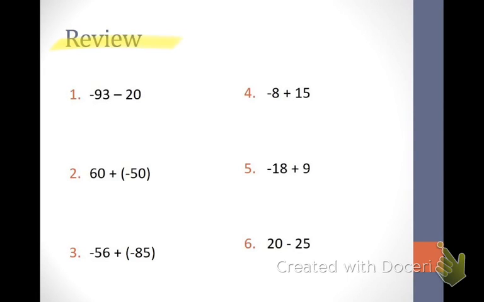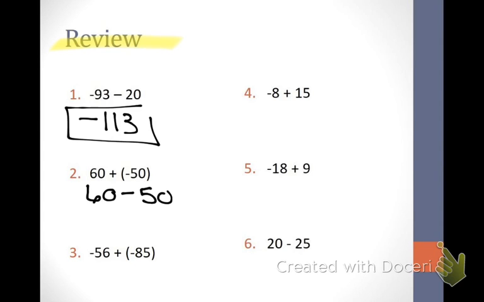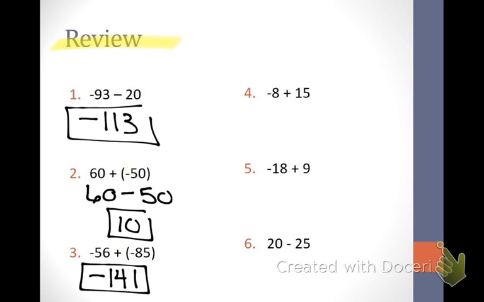All right, negative 93 minus 20 is what? 113. Same sign, add and keep, negative 113. 60 plus negative 50 is the same thing as 60 minus 50, and it's 10. Very good. Negative 56 plus negative 85. Negative 141. Yes, very good. And that's just subtraction, not plus and negative.